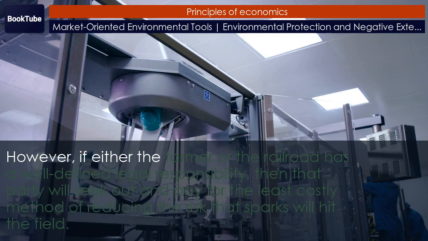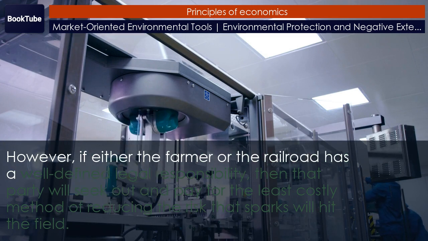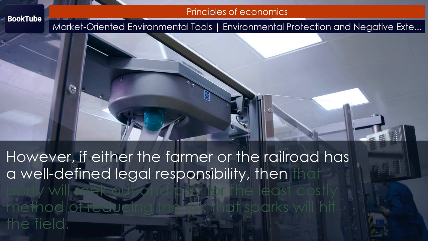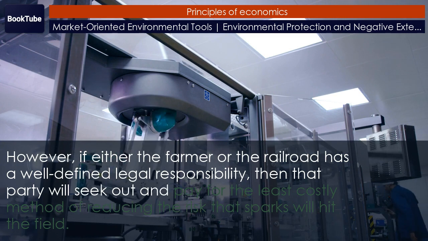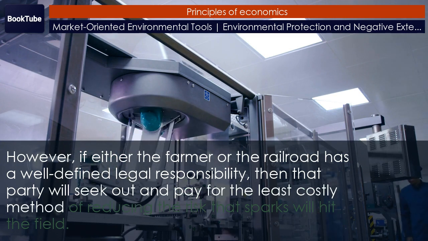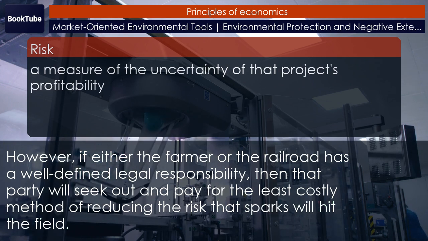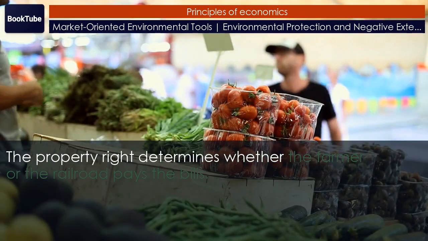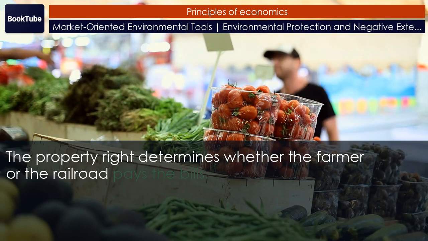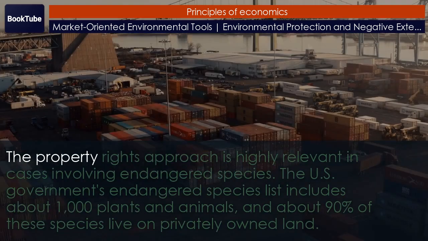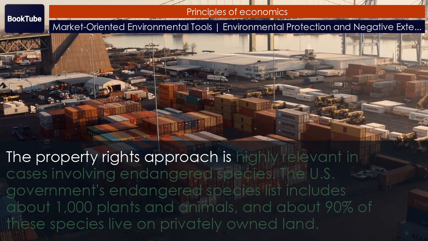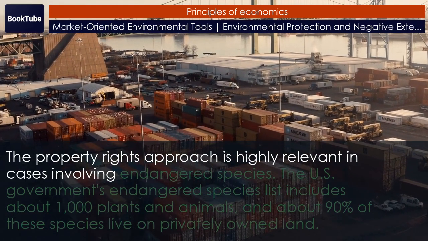However, if either the farmer or the railroad has a well-defined legal responsibility, then that party will seek out and pay for the least costly method of reducing the risk that sparks will hit the field. The property right determines whether the farmer or the railroad pays the bills. The property rights approach is highly relevant in cases involving endangered species.